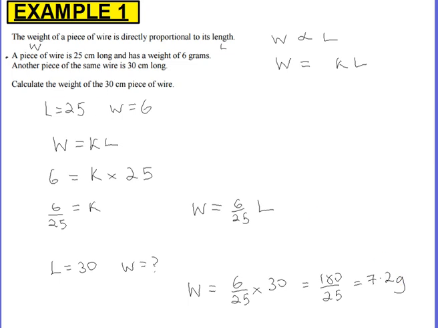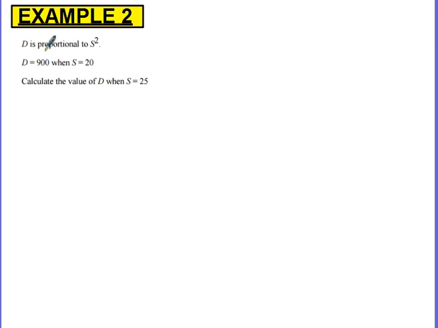Let's quickly move on to example 2. Now D is proportional to S squared. We're not told what these values relate to, so it's not that important. Write down your statement. That's all that statement means, and we simply replace the proportion symbol with an equal sign, and we're saying that D is some multiple of S squared. So that's the equation that we need to start working out the value of K for.